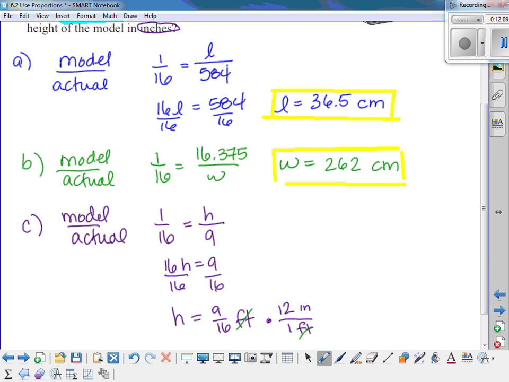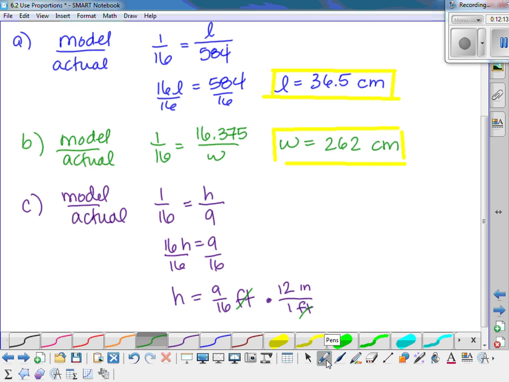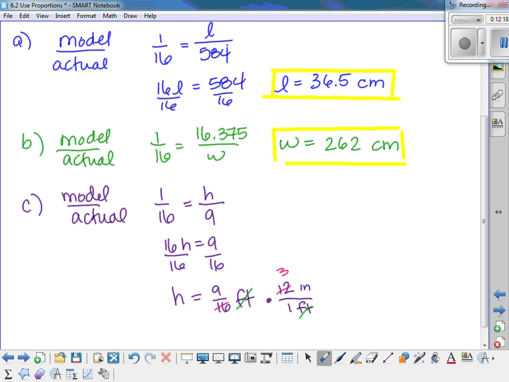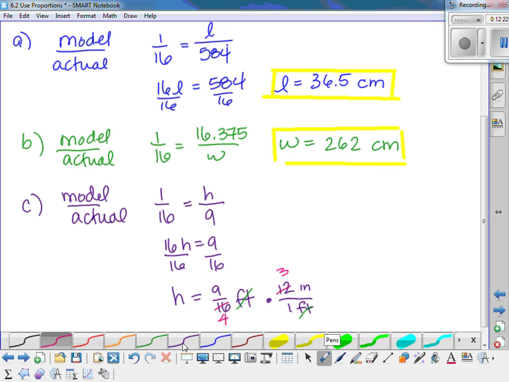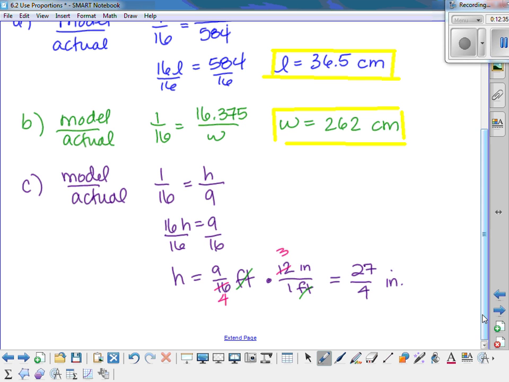Also, I notice I can reduce the numbers because 4 goes into 12 3 times, and 4 goes into 16 4 times. So now if I just multiply straight across, I'll get my answer. 9 times 3 is 27. And 4 times 1 is 4, so it's 27 over 4 inches. And then I'll go ahead and convert that into a decimal. I get that the height is 6.75 inches.